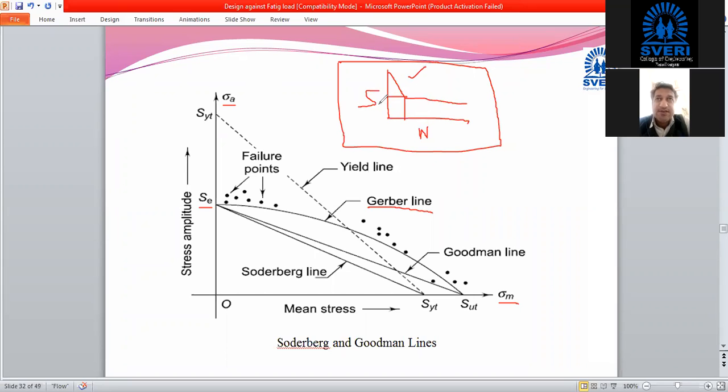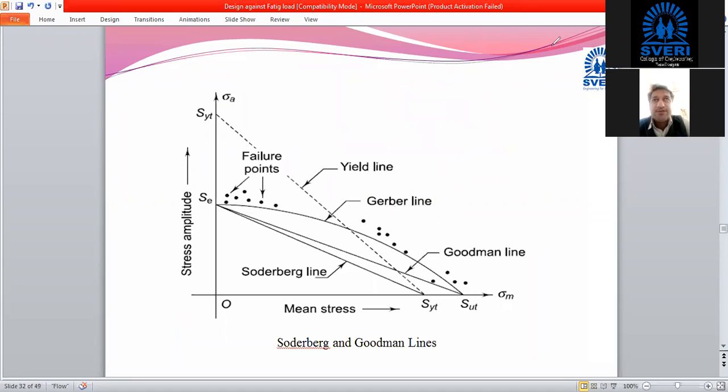Based on this SN curve, where we get the endurance limit, we draw the modified Goodman diagram as well as the Soderberg diagram. These diagrams are used for calculating the factor of safety. The Gerber line only indicates where the failure is going to occur. Okay, may I know, do you have any question?